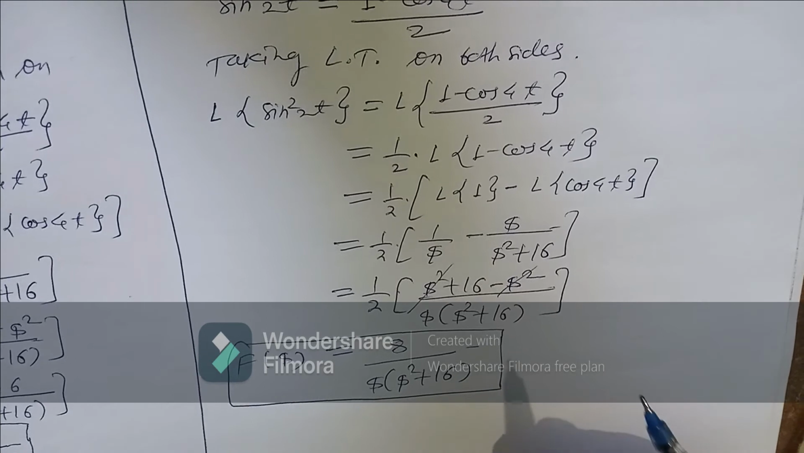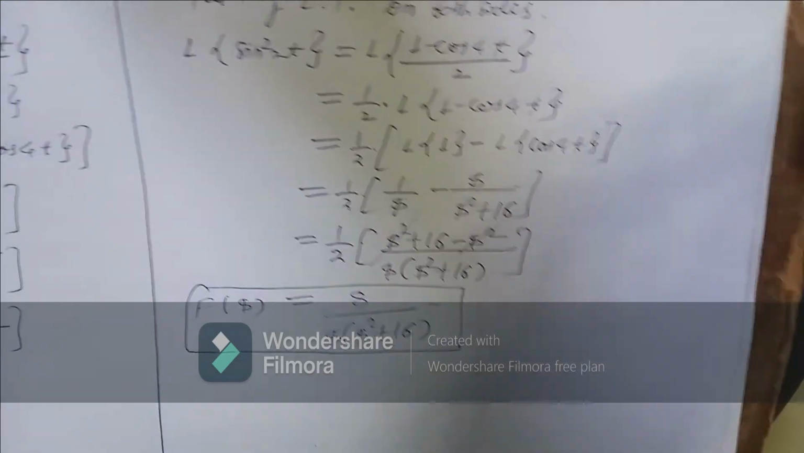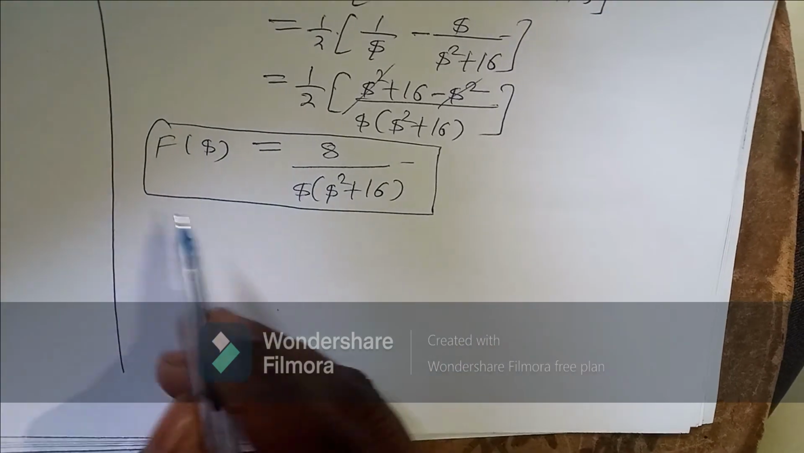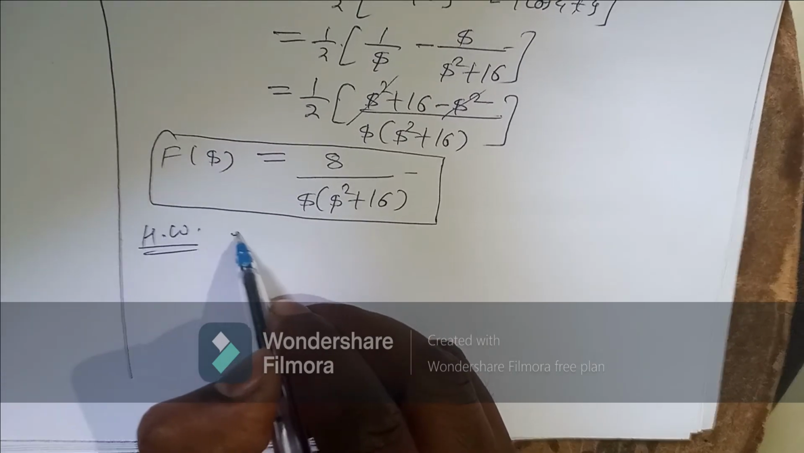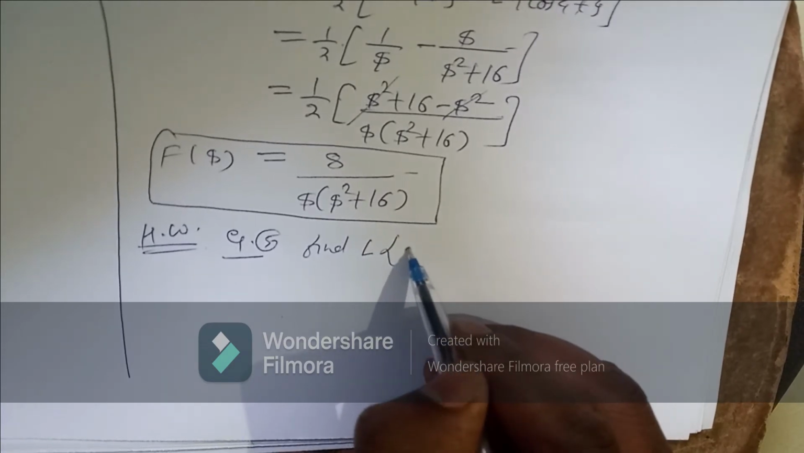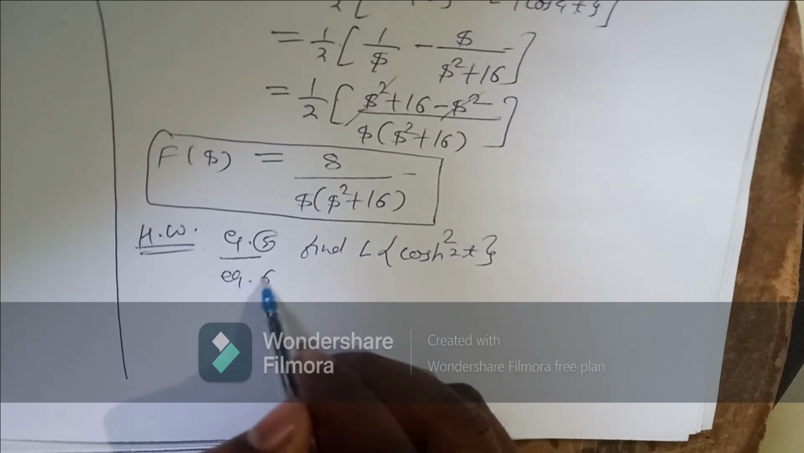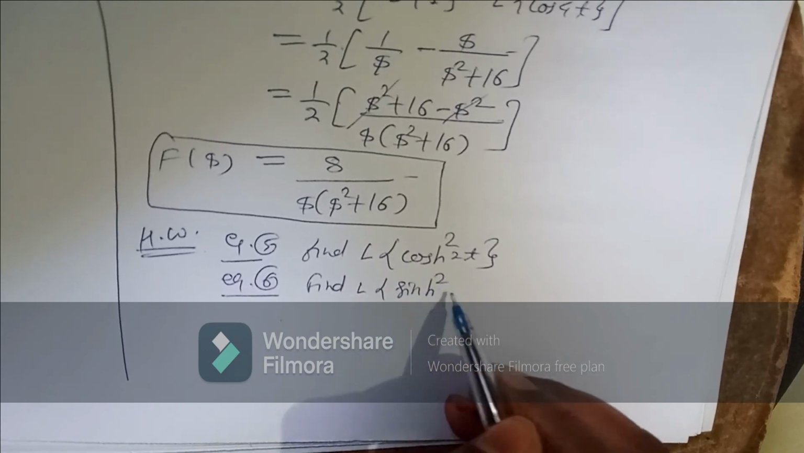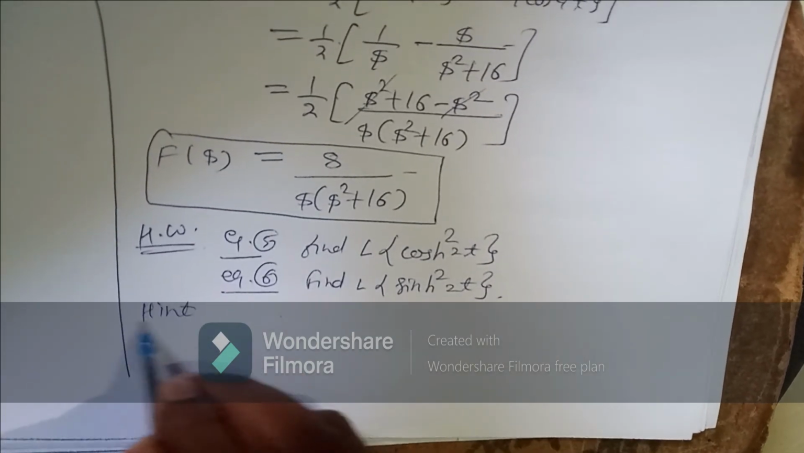Now here there is one homework for you students. What is that homework? We have to solve Laplace transform of example number 5. Find Laplace transform of cos hyperbolic square 2t. And example number 6 is also for homework. Find Laplace transform of sine hyperbolic square 2t. Now I will give you a hint for both.